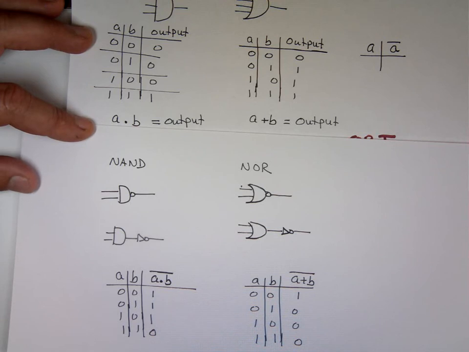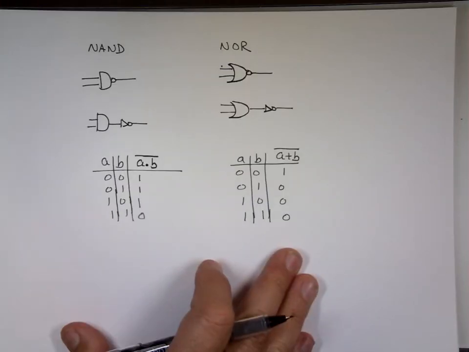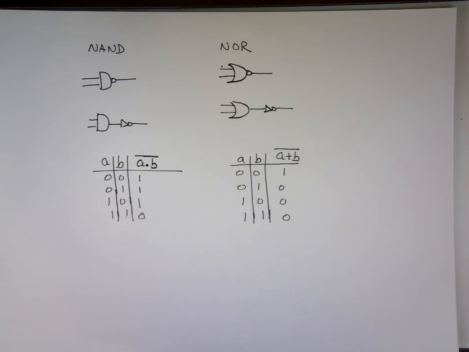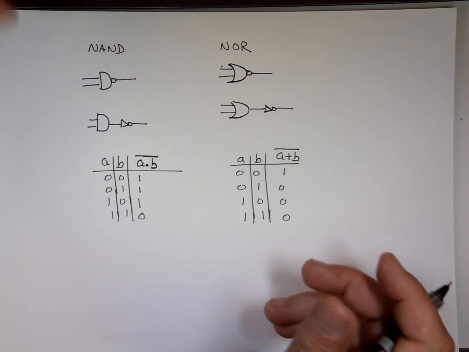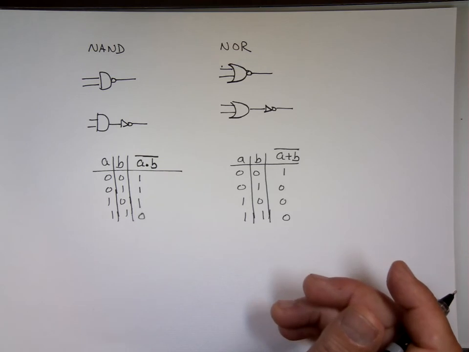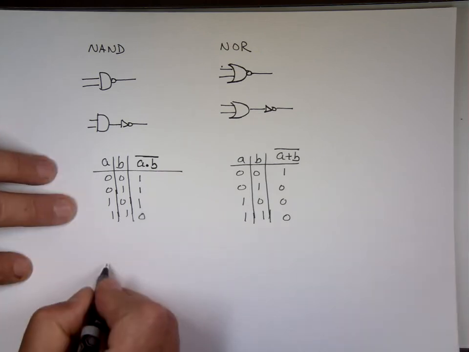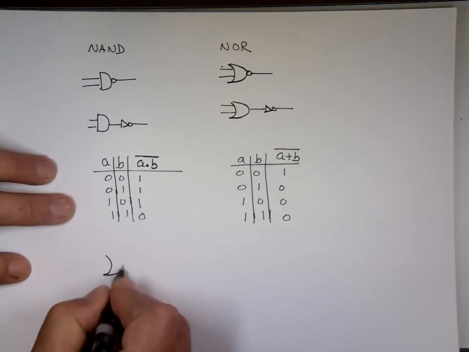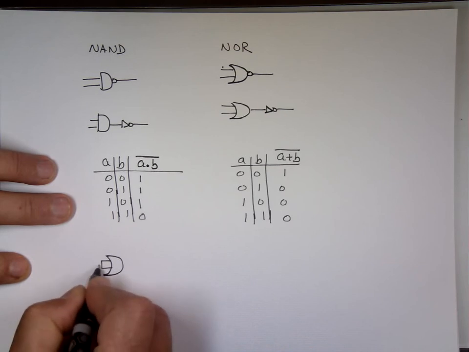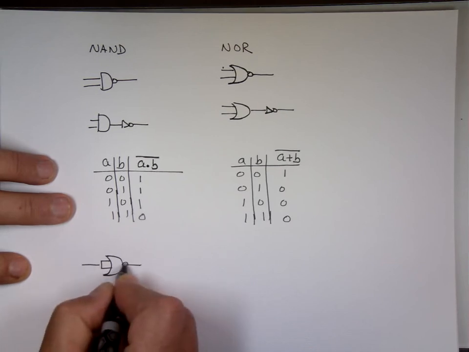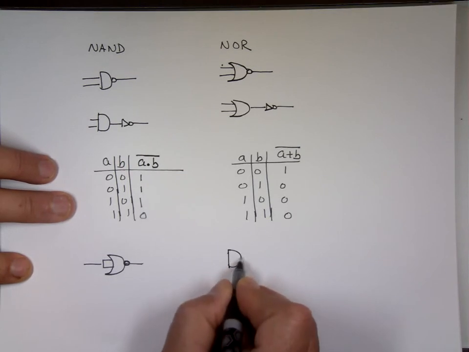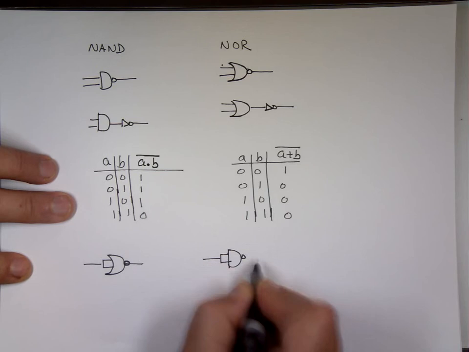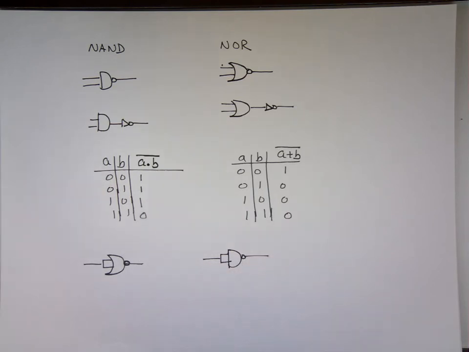I can tell you, when we go to the lab, I'm always short on NOT gates. We used to have them, they're gone, we break them. I don't have that many NOT gates. So what do I do then? I can take a NAND gate or a NOR gate, and if I tie both inputs together, I just made a NOT gate.